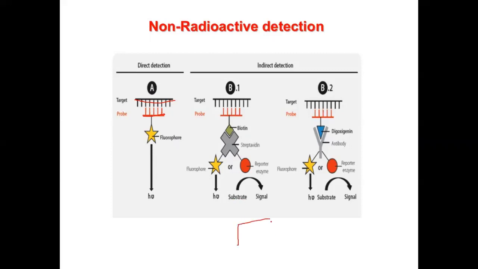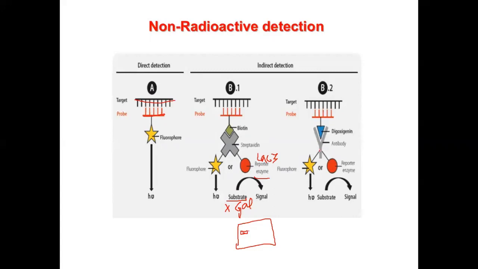Now wherever this DNA is attached to the nitrocellulose membrane, there alone you will see some color based upon the substrate and the enzyme we use. So if we use X-gal as the substrate and the enzyme is LacZ, you will see a blue color band on the nitrocellulose membrane. You can also use digoxygenin to which antibodies can bind.